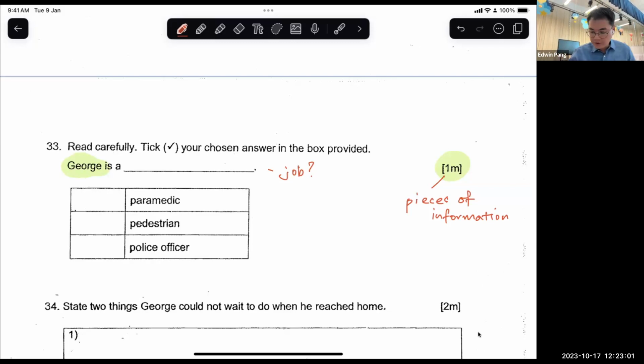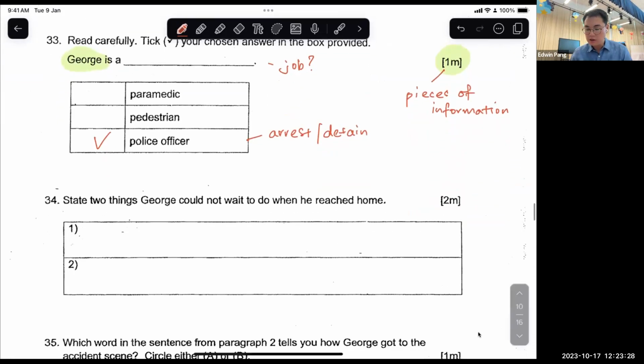Right, police officer is absolutely correct. A police officer is someone who has the power both to arrest and to detain suspects, right? So in the case of the shoplifter and the person who was speeding, the police officer is the one that has the power to capture or to detain them. So it's definitely not the paramedic or the pedestrian. Okay, good.